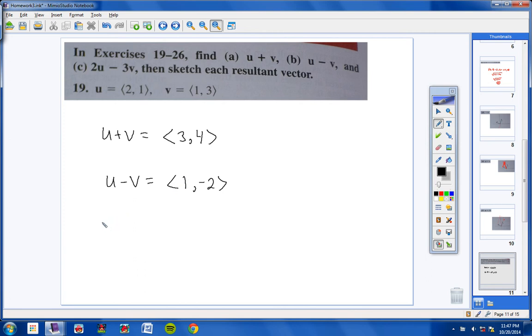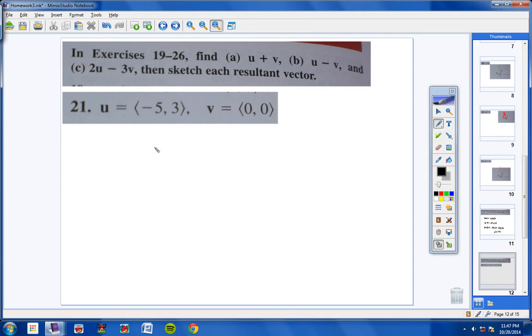And then lastly, we have 2u minus 3v. Let's see. 2 times u would be 4, comma 2. And then minus, take 3 times v. That would be 3, comma 9. Okay? And then subtract those two. 4 minus 3 would be 1, and 2 minus 9 would be negative 7. And that is the correct answer. Okay, moving on now to number 21.